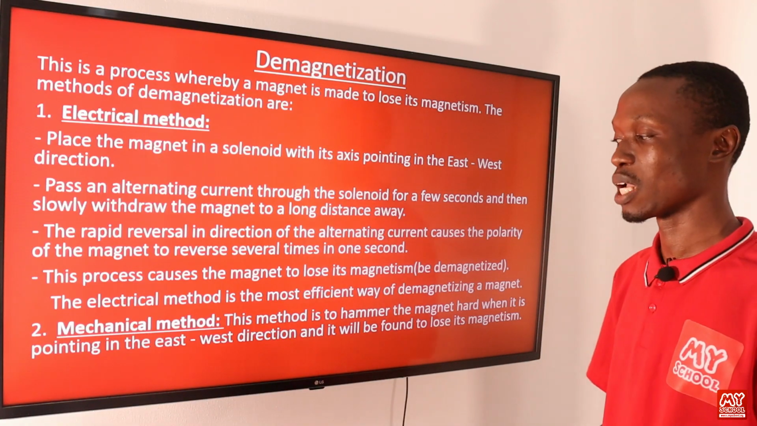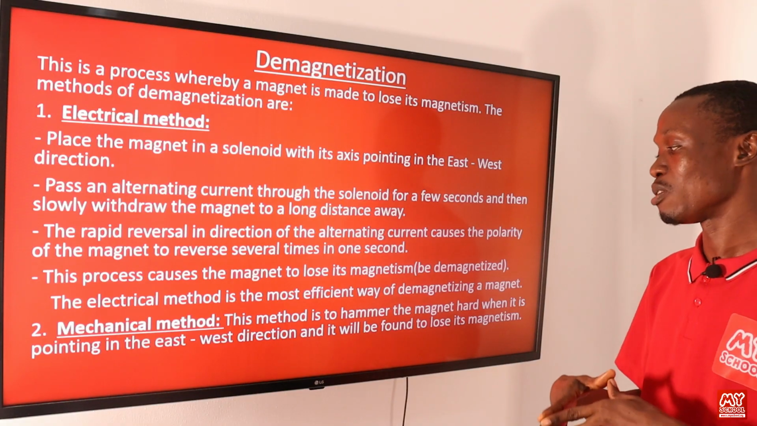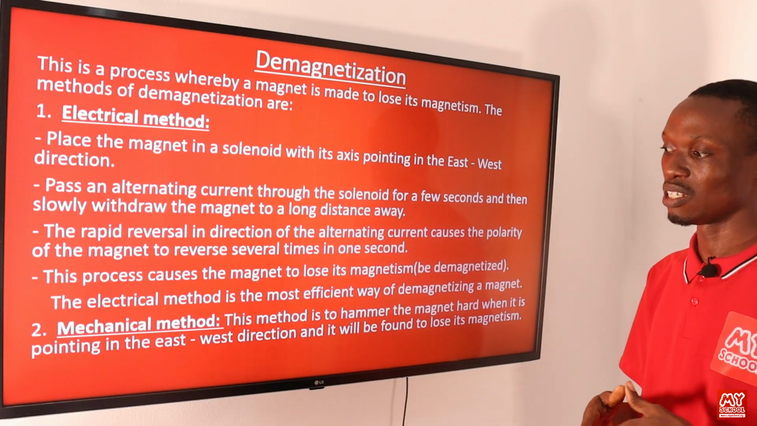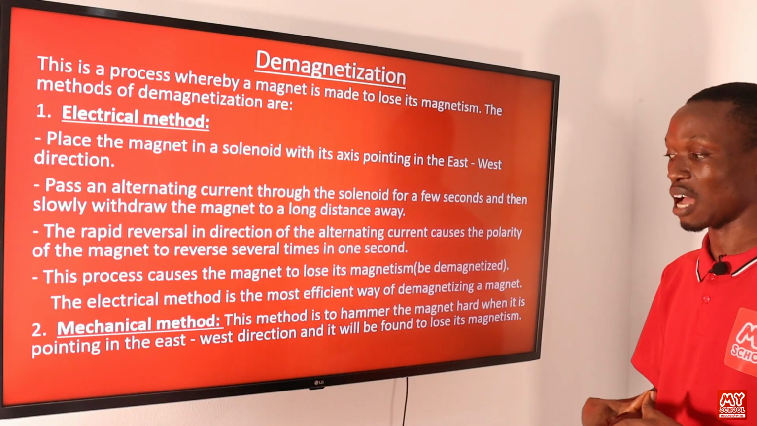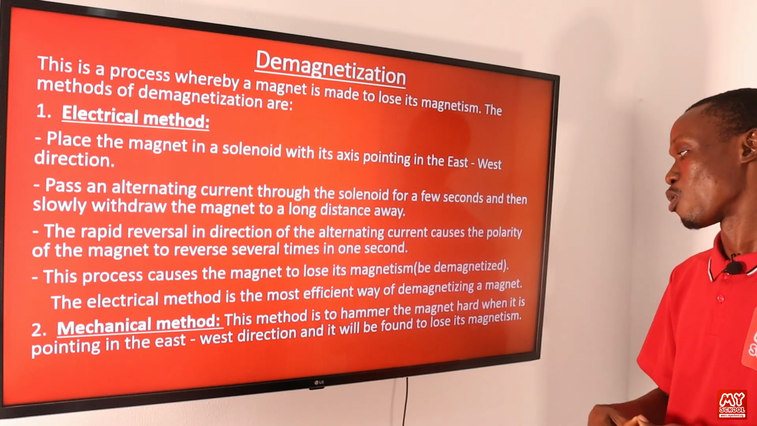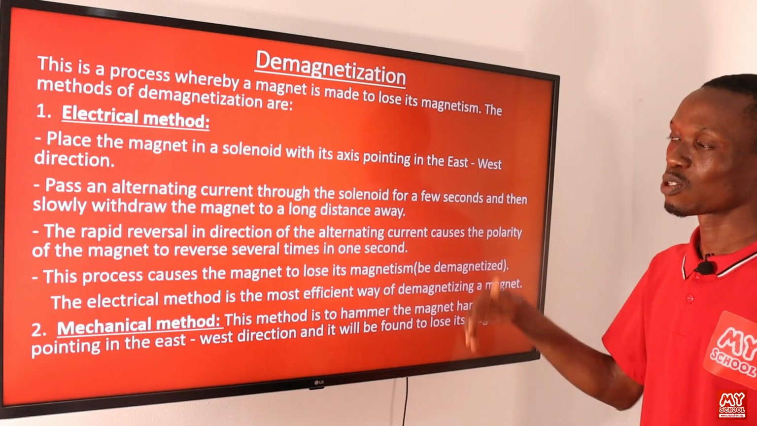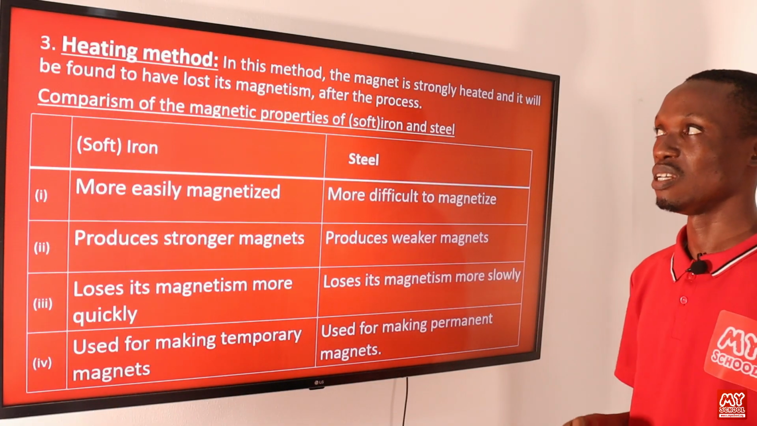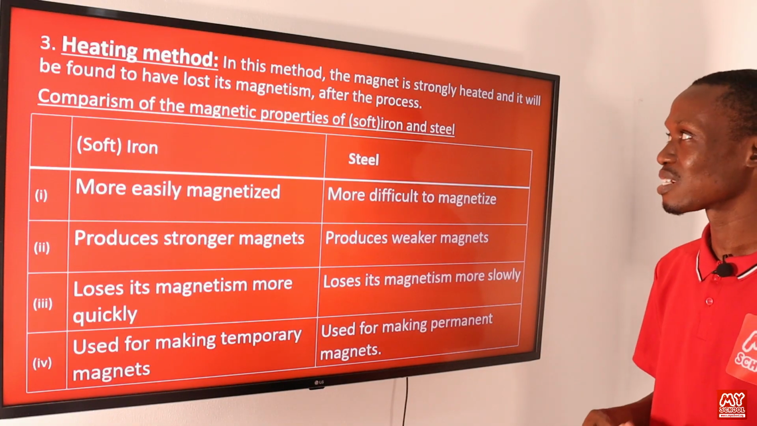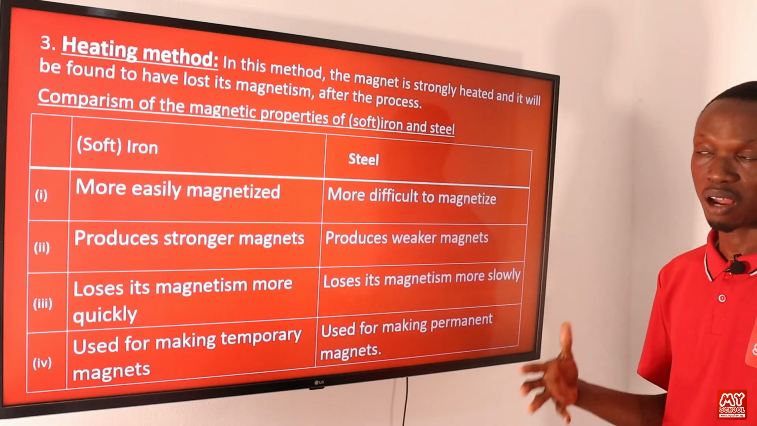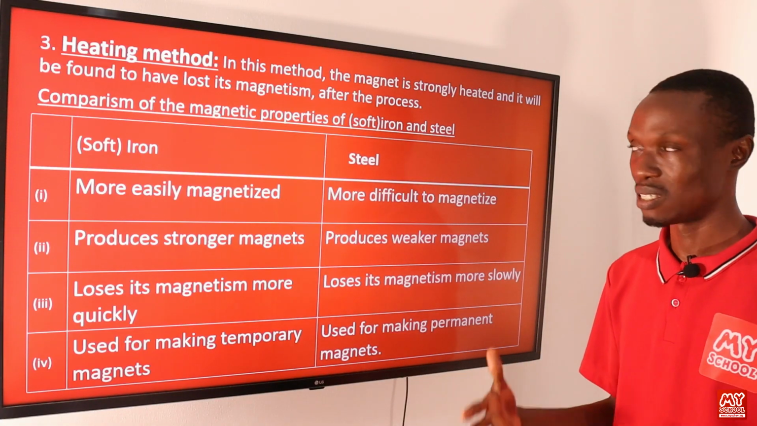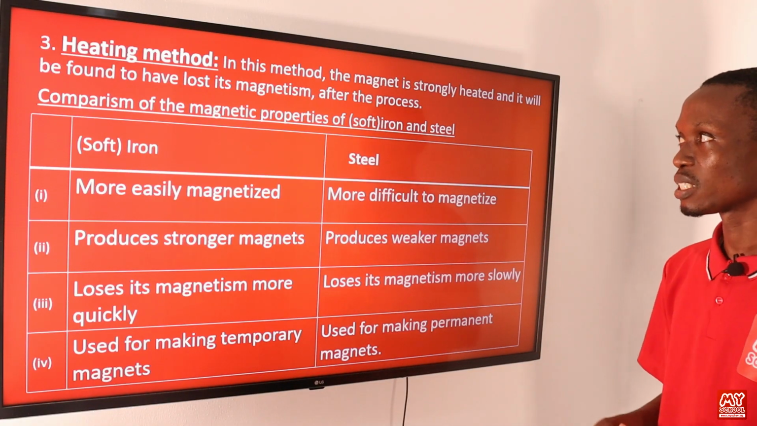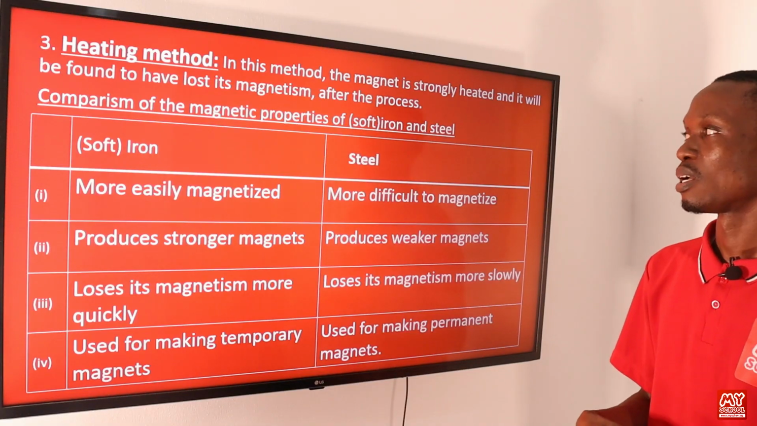So let's talk about the mechanical method. The mechanical method simply involves the use of a hammer to hit the magnet hard when it is pointing in the north-west direction. And after the hitting, it will be found to have lost its magnetism. Let's move to the next slide to talk about the last method of demagnetization, which is the heating method. In this method, the magnet is strongly heated and it will be found to have lost its magnetism after the heating process.